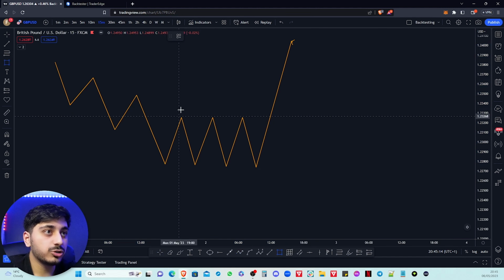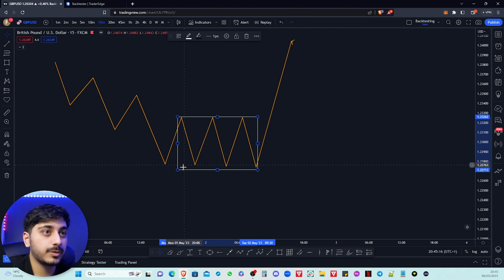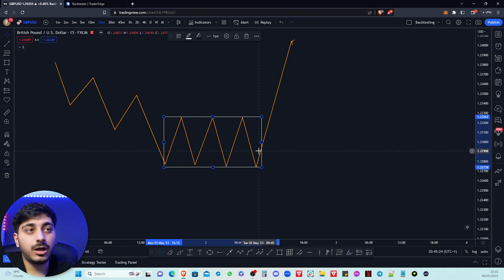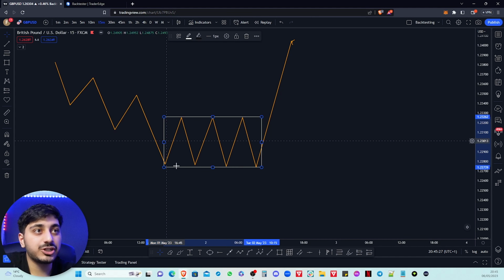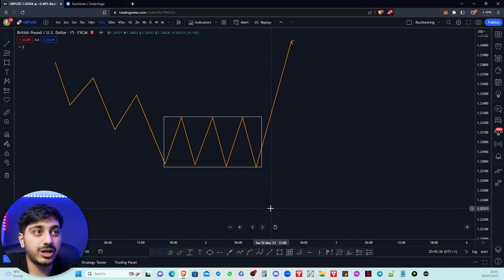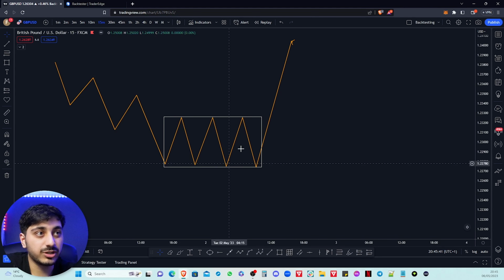So what you're going to do is get your rectangle tool and draw a box, covering the low and the high. Again, I appreciate that sometimes these consolidations, or price moving sideways, are not going to be really simple and easy to see. In those cases, it's just going to be harder to trade this strategy. But when it is nice and simple, you will trade like this. Ideally, you want to be looking for this consolidation on the 15-minute or the 30-minute time frame. I particularly use the 15-minute time frame, but you can also use the 30-minute.